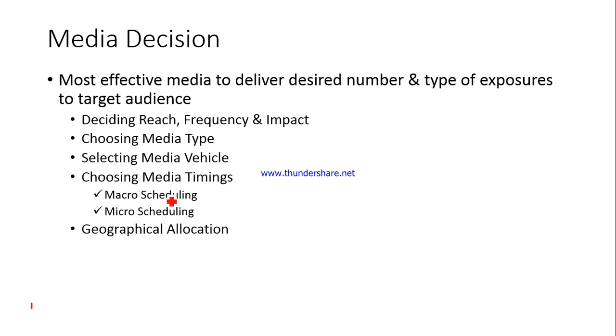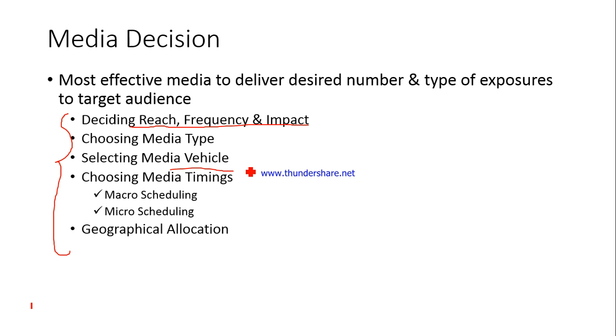So as far as the media decision is concerned, we have to discuss quite a few things, which includes number 1, deciding the reach, frequency and the impact. Now please understand, these 3 are different terms and they have their own different meanings. So we'll have to first of all understand as to what reach, frequency and impact are, and how do we take a call with respect to these 3. Then next would be to discuss the media type that we have. The third aspect that we'll cover would be within the media type, which particular media vehicle we'll be using.